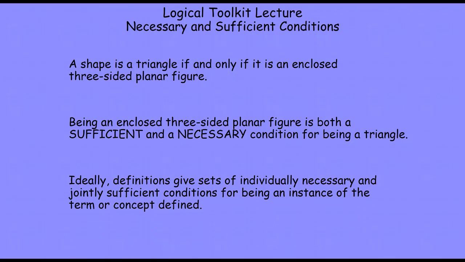So ideally, definitions are going to give us sets of individually necessary and jointly sufficient conditions for being an instance of a term or a concept that is being defined. This isn't always easy, but philosophers oftentimes want to formulate a theory of knowledge or a theory of justice by trying to formulate a definition, a set of individually necessary and jointly sufficient conditions to be an instance of knowledge, or to be an instance of a just act, or a just society, or so on.